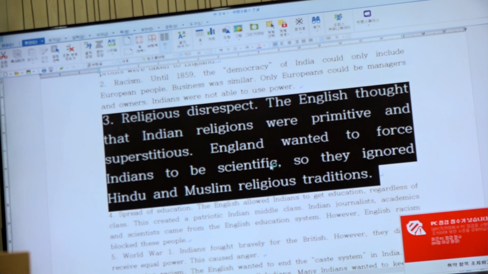So, because of this, they ignored Hindu and Muslim religious traditions. This caused a lot of problems. It actually caused a war in 1857. So this was a big, big problem.